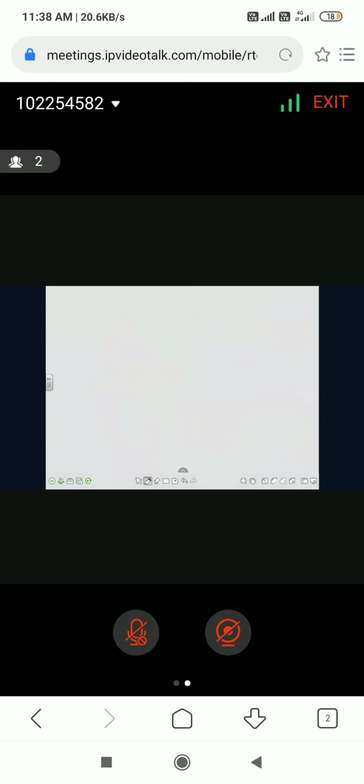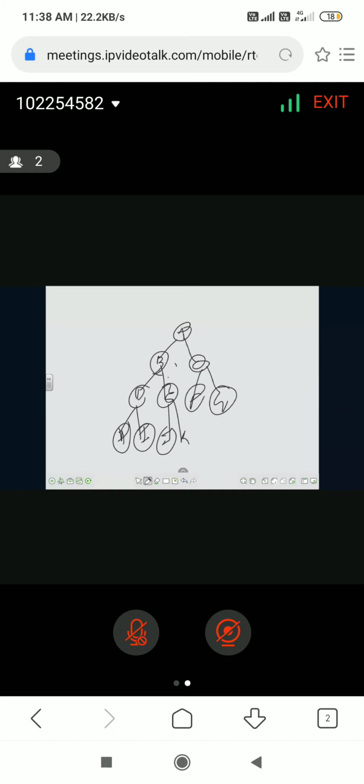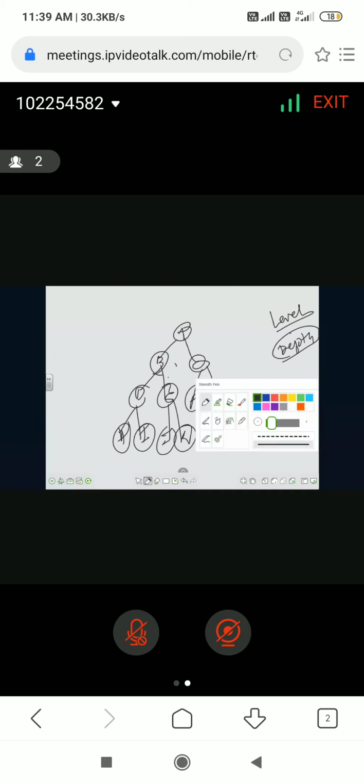Next, here is a tree: A, B, C, D, E, F, G, H, I, J, and K. Then see the level of the tree. Level is the same as the depth. Here is the level 0. This is the level 0.